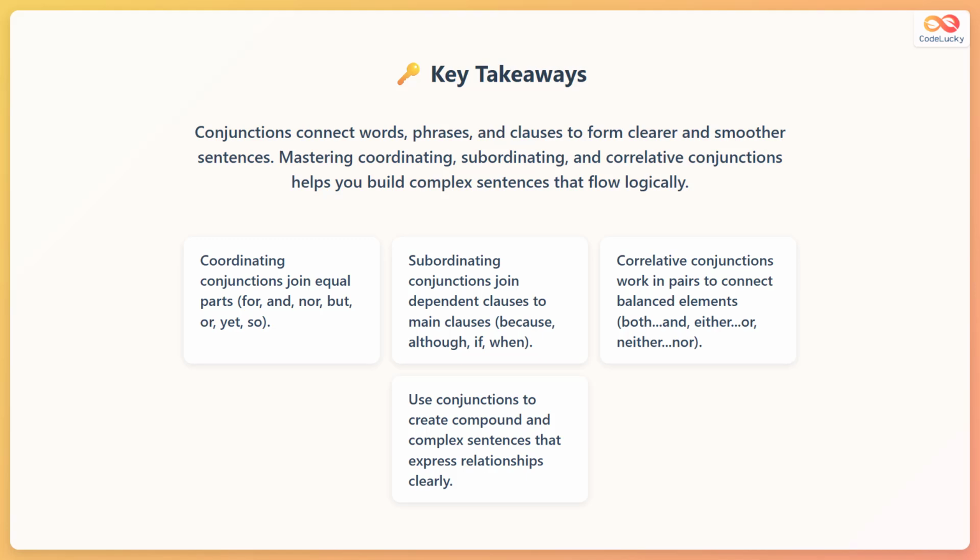Conjunctions connect words, phrases, and clauses to create clear relationships. Coordinating conjunctions join equal parts using for, and, nor, but, or, yet, so. Subordinating conjunctions explain time, reason, and conditions. Correlative pairs create balanced structure. Practice these to build smooth, complex sentences.